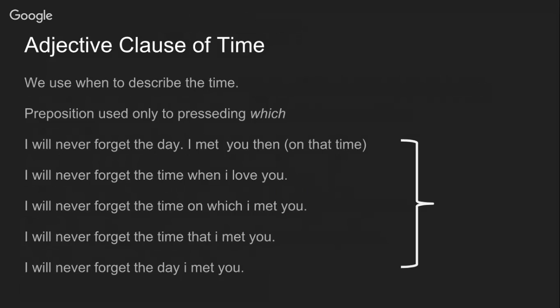The next is adjective clause of time. Okay, so adjective clause of time. So we use it to describe a time in a sentence. So we can use the marker which. So there are two words. I will never forget the day I met you then on that time.